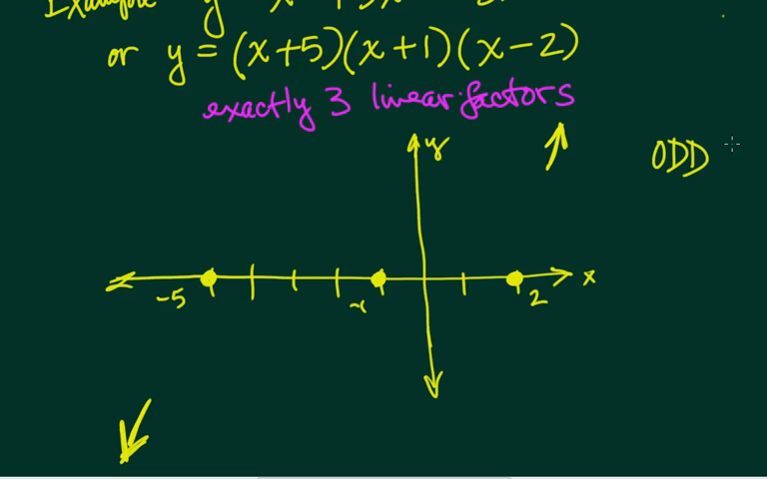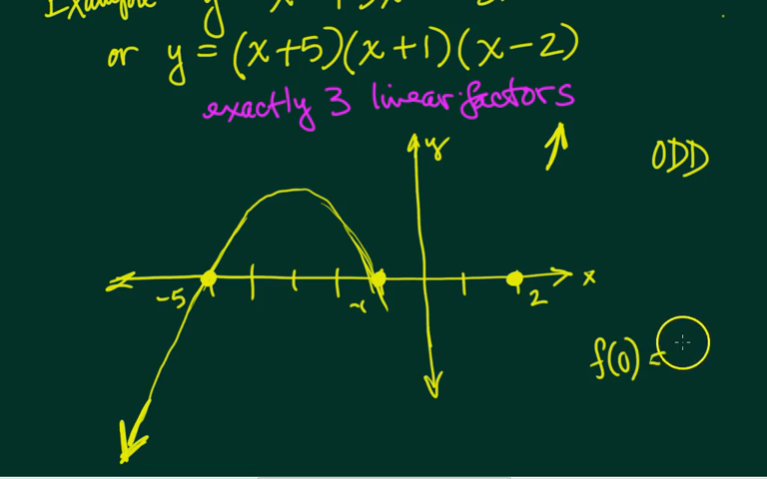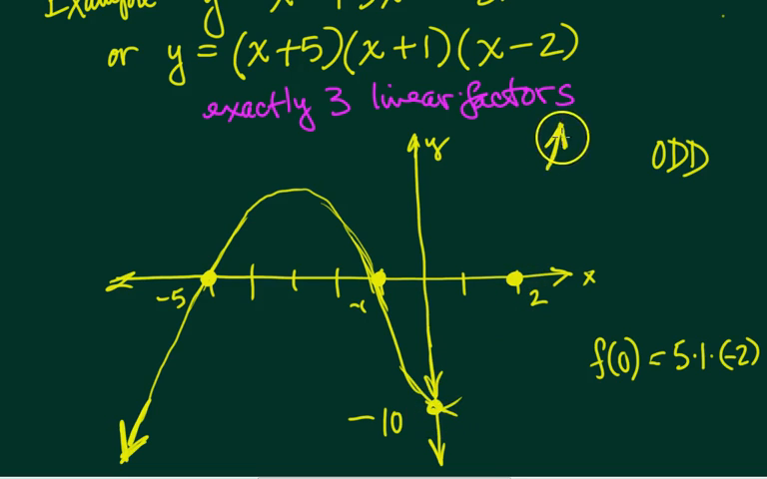Okay, so now I need to go through x equals negative 5. So I'm coming from below, so I'm going to go like that. Through x equals negative 1. I should examine what the y-intercept is. f of 0 is 5 times 1 times negative 2. So when I go through there, I'm going to declare that that's negative 10. You'll notice I have no y scale at all, and we'll talk about why not in a moment.